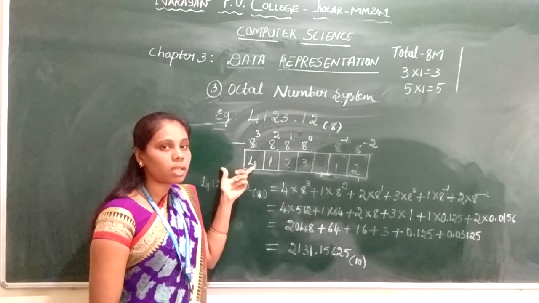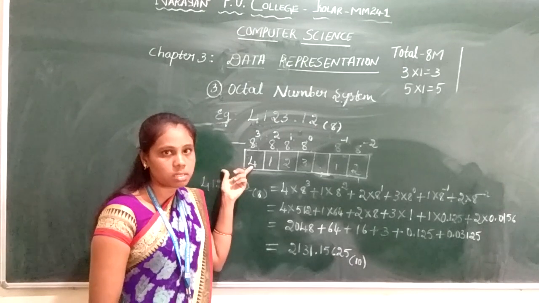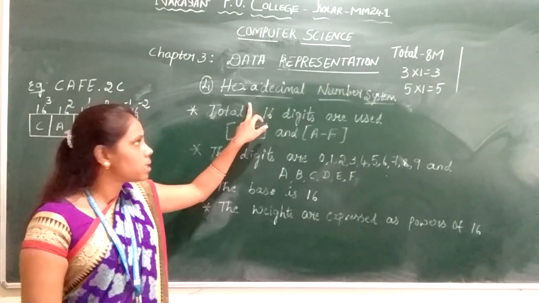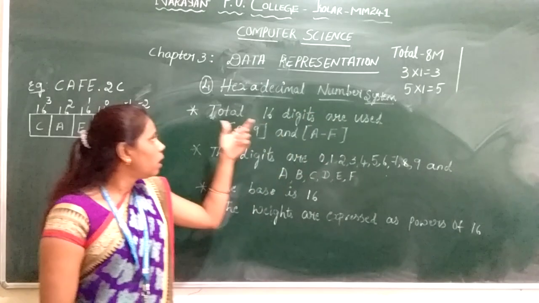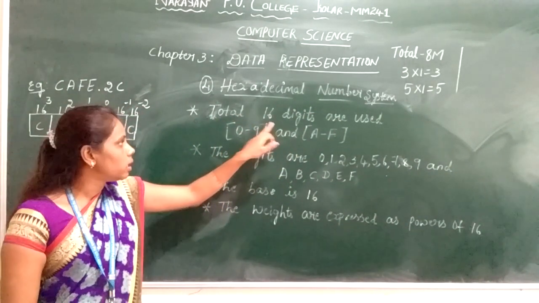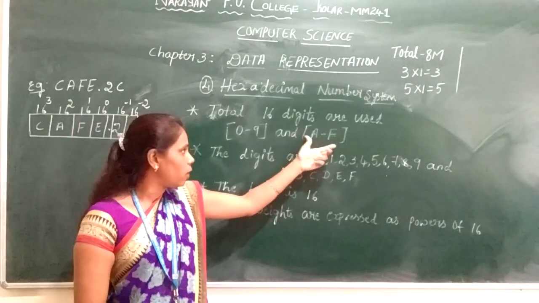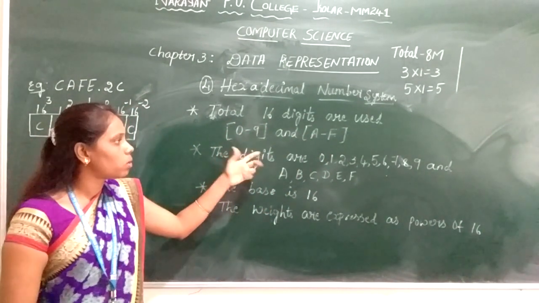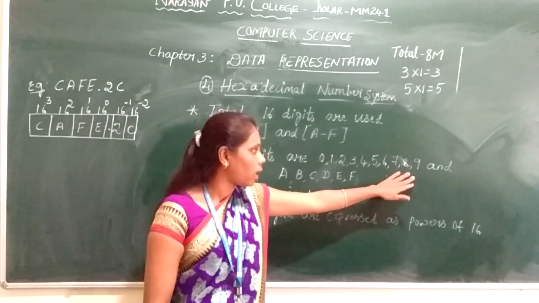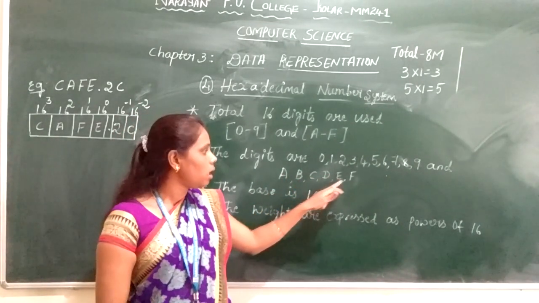So now we'll see the next number system, that is hexadecimal number system. In this number system, we use total 16 digits. The digits used are 0 to 9 and alphabets from A to F. The digits from 0 to 9 are 0, 1, 2, 3, 4, 5, 6, 7, 8, 9 and the alphabets are A, B, C, D, E, F.